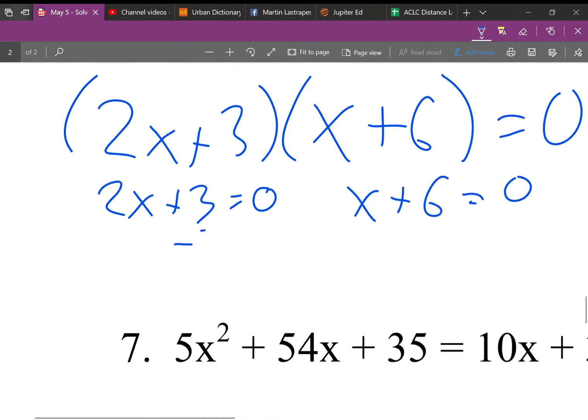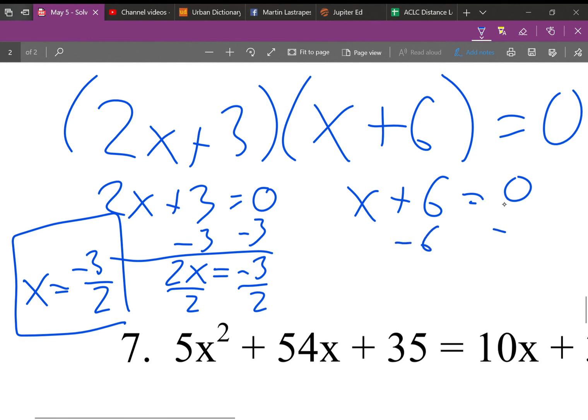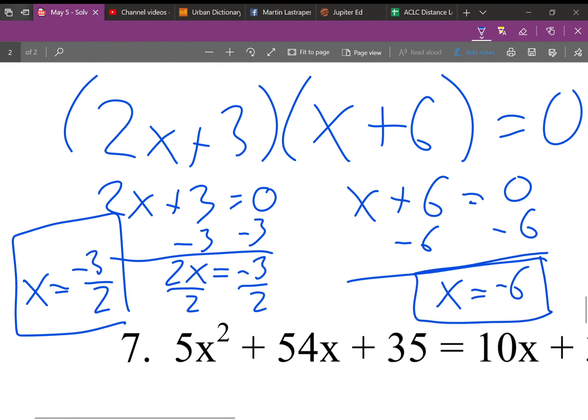I'm going to subtract 3 from both sides here. This gives me 2x equals negative 3. Then when I divide by 2 on both sides, I end up with the fraction. I'll put it over here. x equals the fraction negative 3 over 2. That's one value for x, but remember for quadratics we often have 2, and that's going to come from the second equation. When I subtract 6 here, I get x equals negative 6. All right, so those are my two solutions.